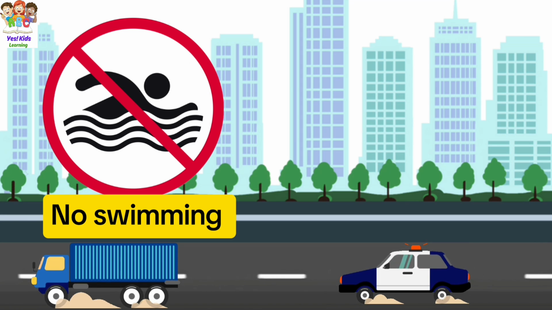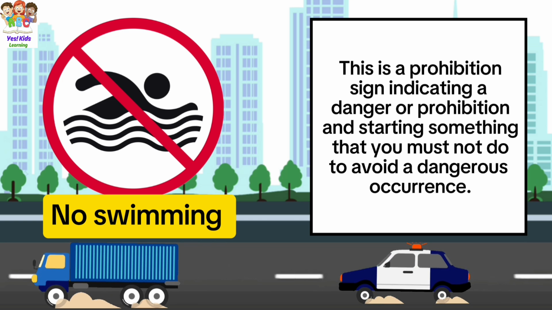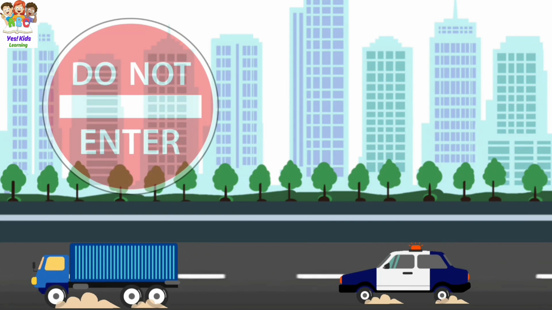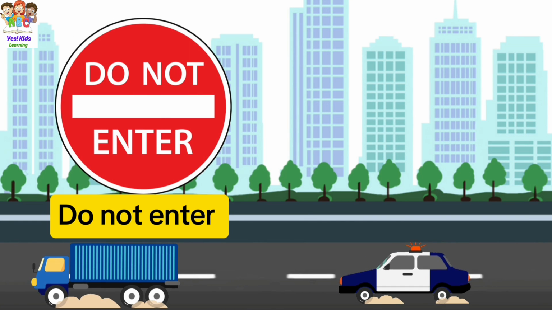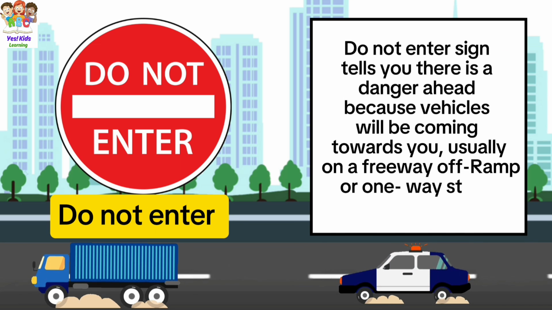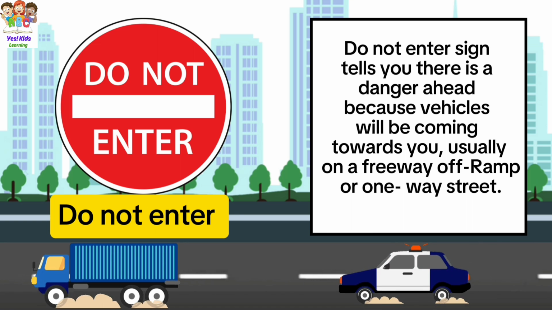No swimming. This is a prohibition sign indicating a danger or prohibition and stating something that you must not do to avoid a dangerous occurrence. Do not enter. Do not enter sign tells you there is a danger ahead because vehicles will be coming towards you, usually on a freeway off-ramp or one-way street.